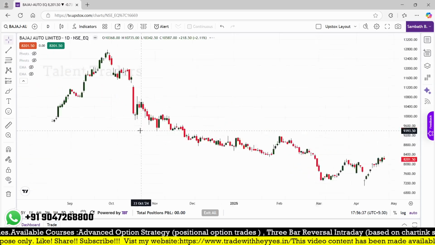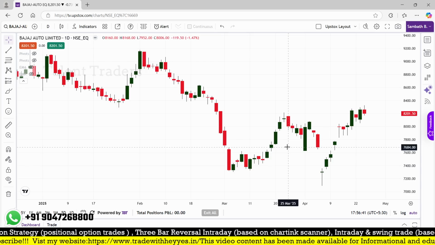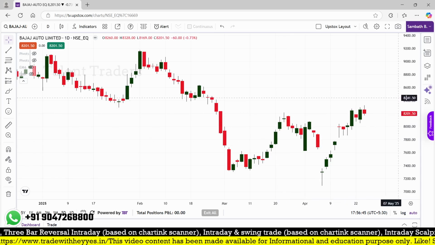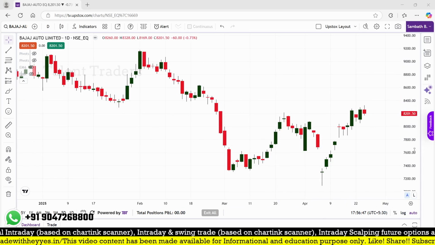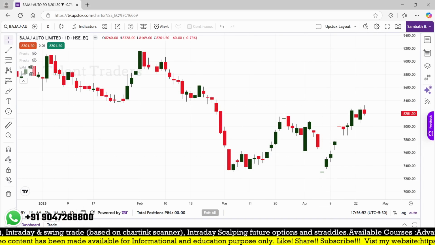So the logic is, after the correction, we are trying to find an opportunity at the lower level. That is called swing trading. The swing low which we are finding for the trade, that pattern which matches, would help you find better swing opportunities.